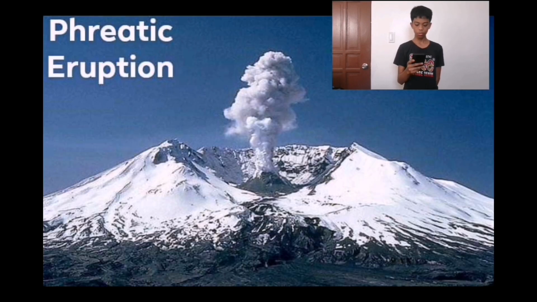A phreatic eruption, also called a phreatic explosion, ultravulcanian eruption or steam blast eruption, occurs when magma hits groundwater or surface water.